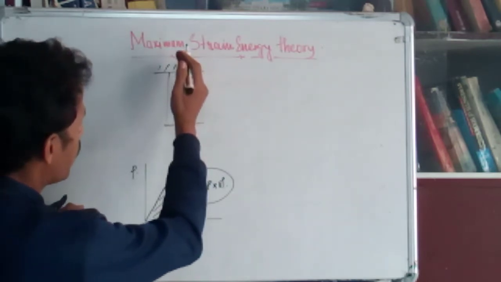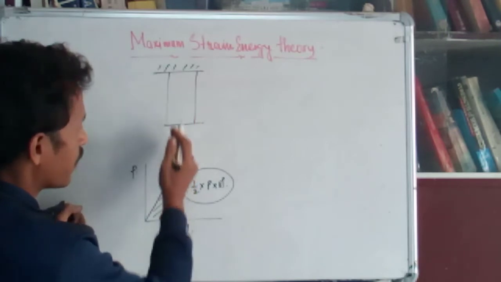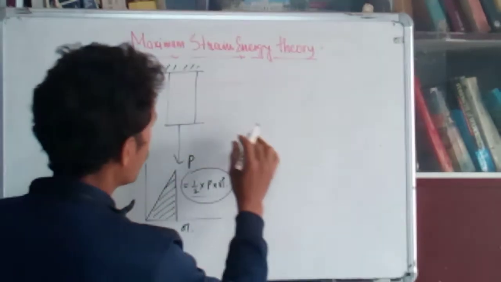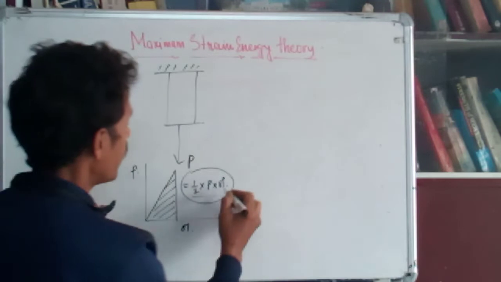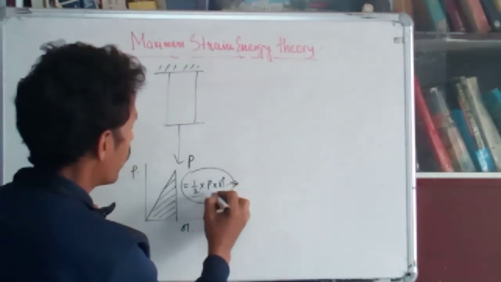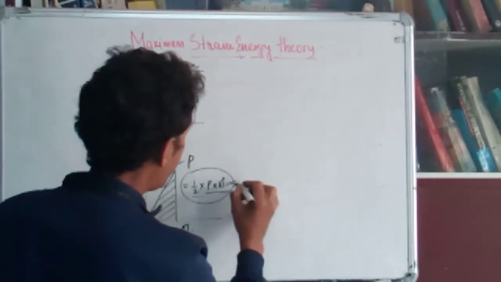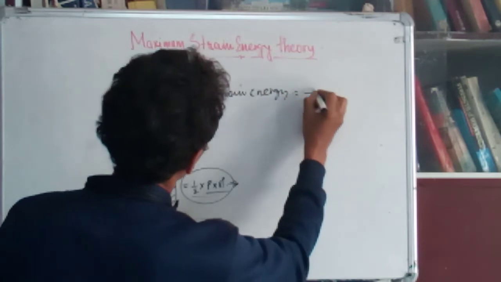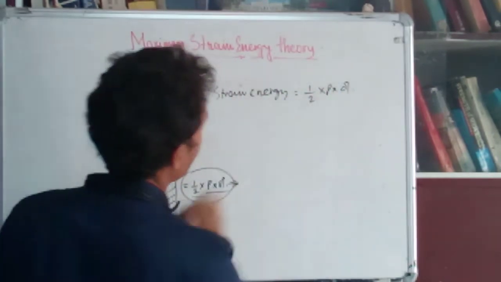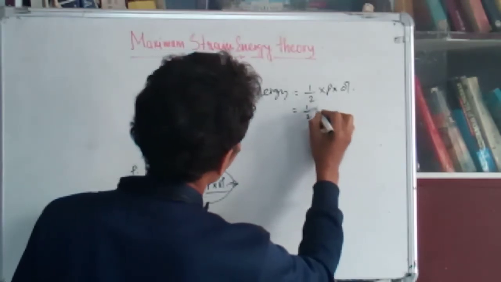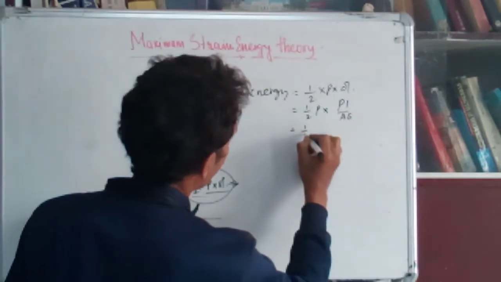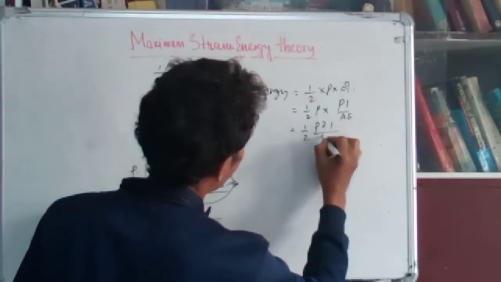When you apply a gradually applied load, simple tension, that is the strain energy. Now that strain energy will be defined by stress and strain. So you see, the strain energy is half into P into del L. We know del L is equal to PL by AE, so that will be half into P square L by AE.